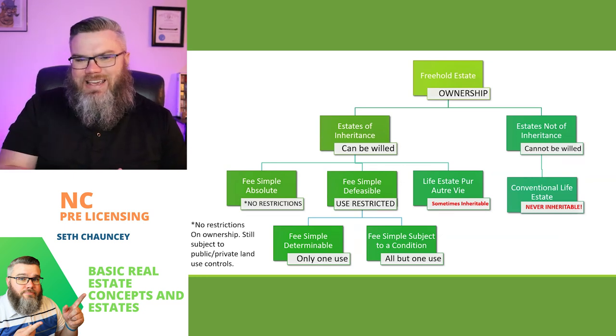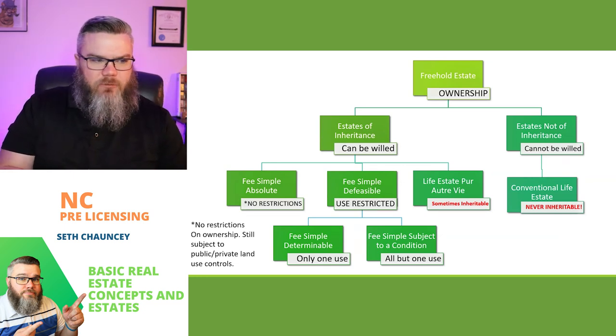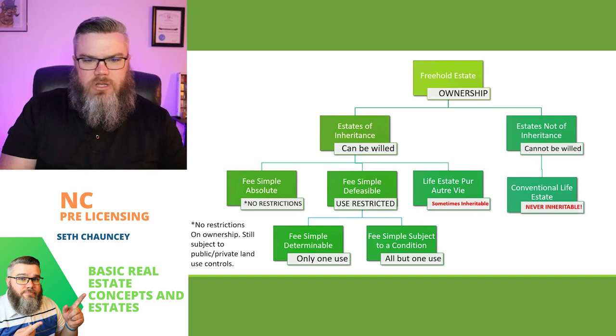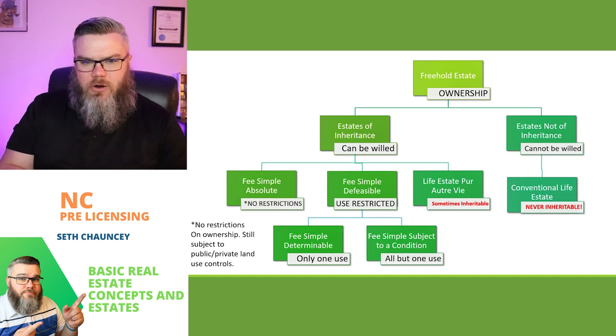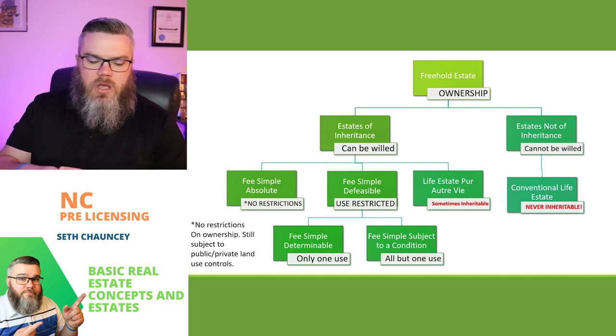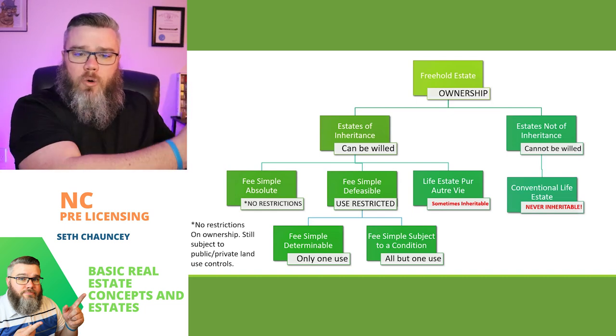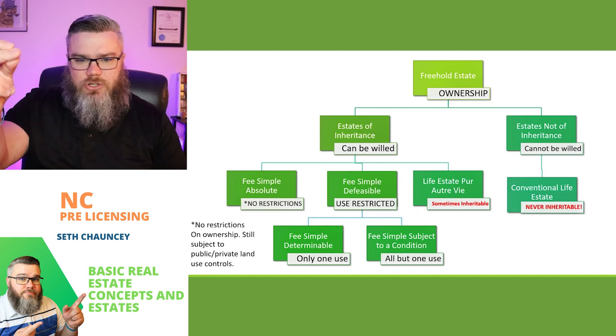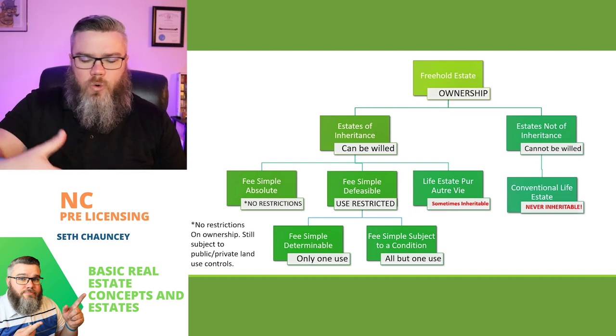And what I want you to see here is that every single freehold estate is potentially an estate of inheritance, except for a conventional life estate. That is the only one that is never inheritable. Never, ever, ever. Because you only own it so long as you are alive. The second you die, it's not yours to own anymore.